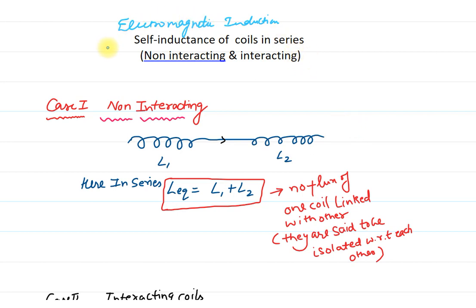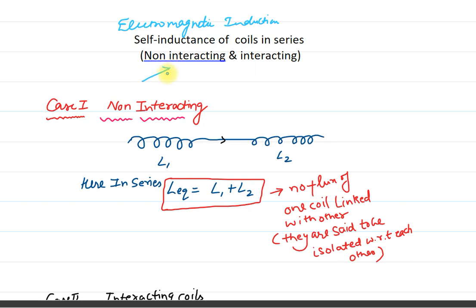So here I'm going to discuss the electromagnetic induction chapter. One of the important topics of this chapter is the self-inductance of coils in series. We have coils in series, and we have to calculate the equivalent inductance of these coils. We have these two coils. Two cases are there. One is the non-interacting case, the other is the interacting case. First we start with the non-interacting case.